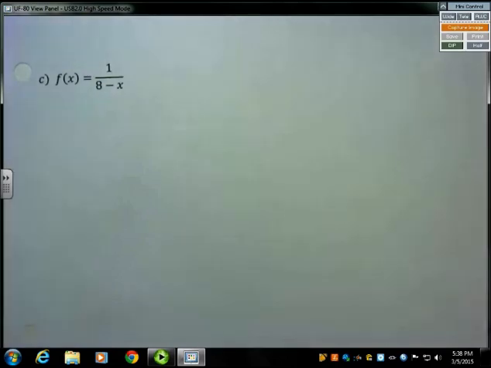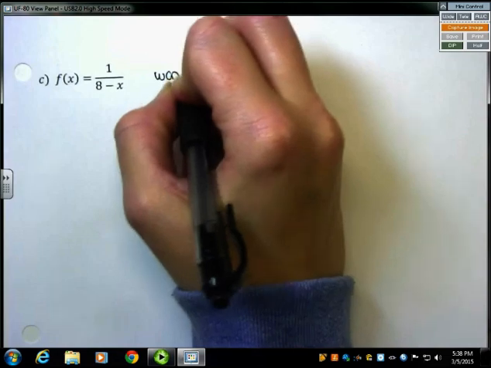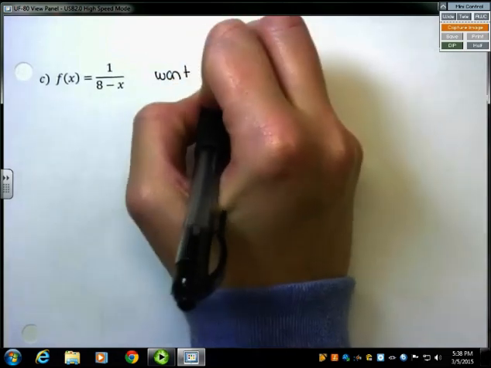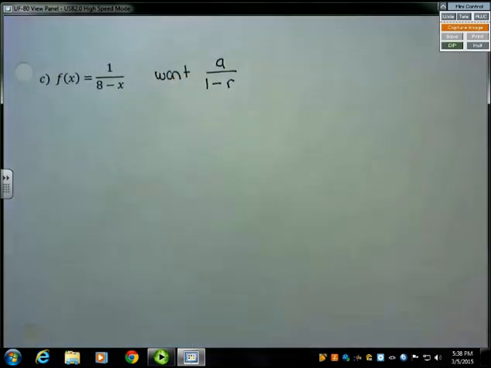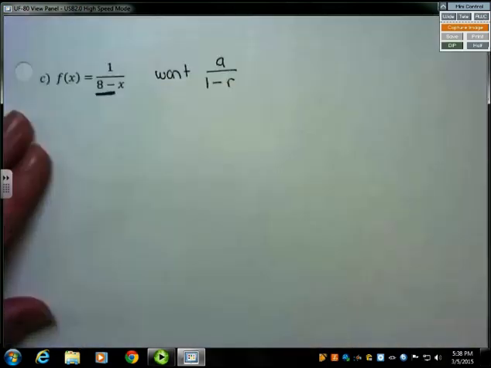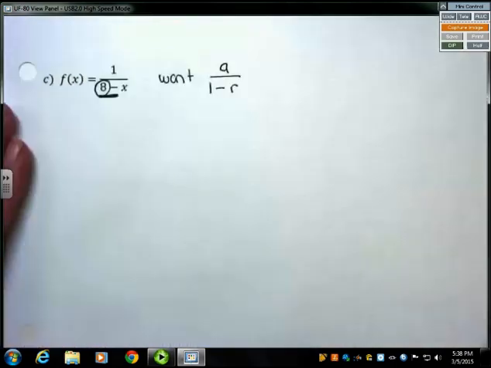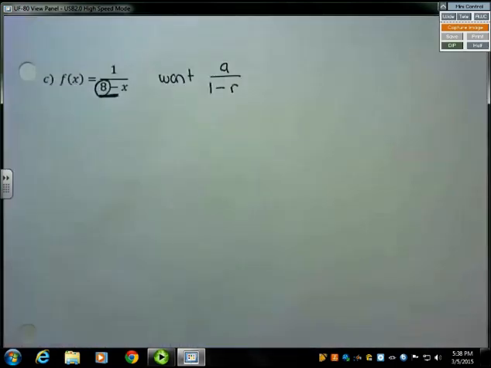Part C. Now I have the function 1 over 8 minus x. And I'm thinking about that geometric series form that I want. I want this as a over 1 minus r. If you're looking at this, there's an issue. In that denominator, I have an 8 minus, not a 1 minus. So the first thing I want to do is find a way to transform 8 into 1.